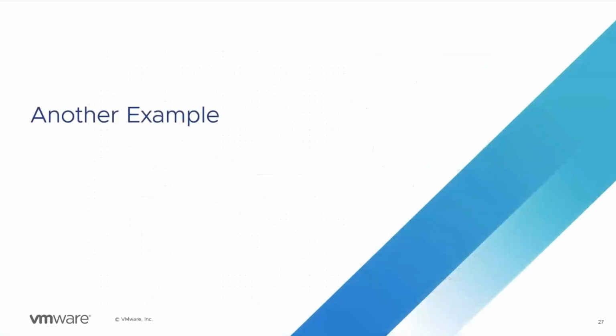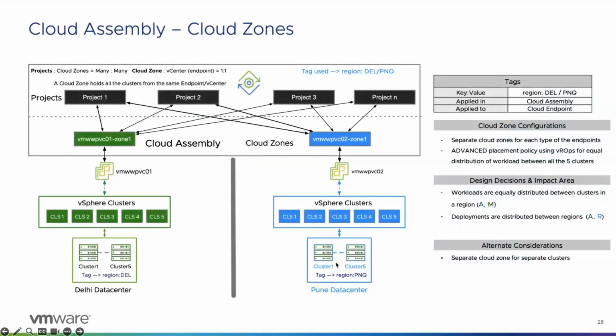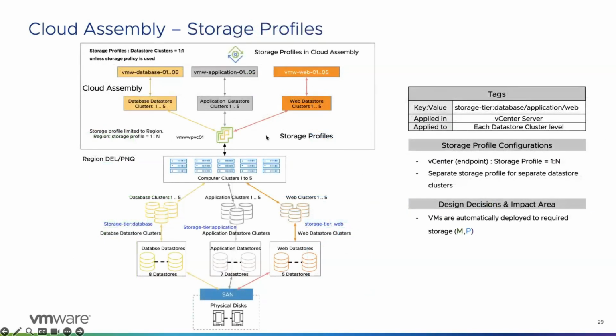So let's have a look at another complex example where I have 5 clusters, 2 different locations, and how they look. So I have cloud assembly where I have cloud zones, 2 different zones, and then they are tagged as region. The region can be Delhi or Pune. So based on the code, Del or PNQ, they're applied in cloud assembly. And then storage profiles, they have 3 different types of storage profile. It can be database, application, and web, because depending on applications, it goes into 3 different locations. So there's a tag storage tier, and then the values can be database, application, web.